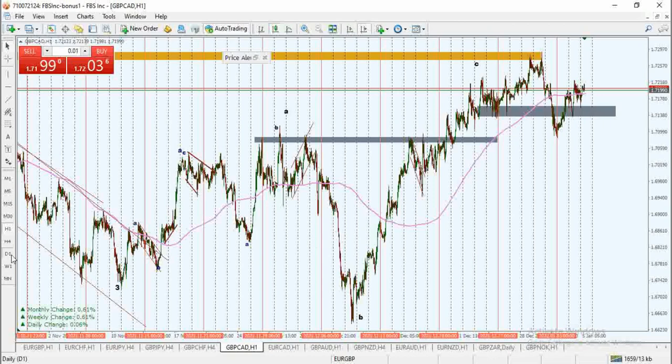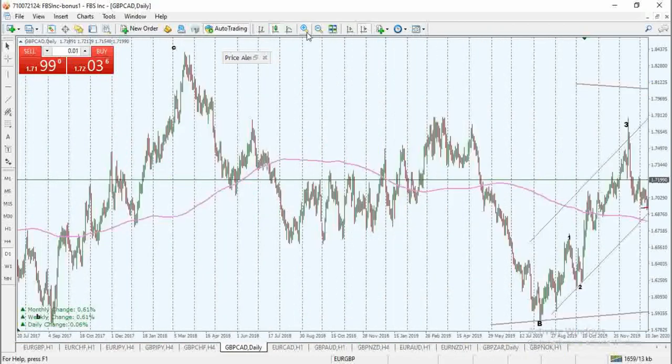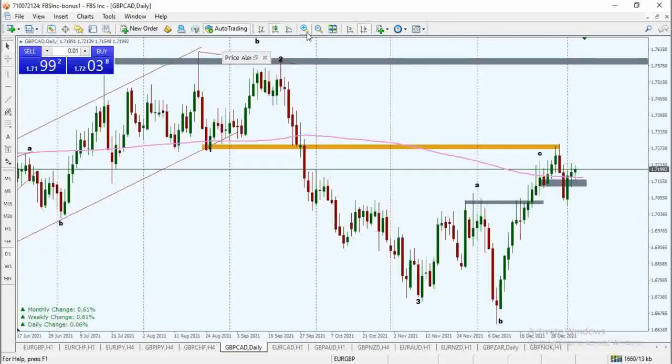This is what we did over time, and this was also the structure which I was looking at for a break, and I was looking at the structure here for a break. So this happened, and this turned out to be a 2-bar correction.